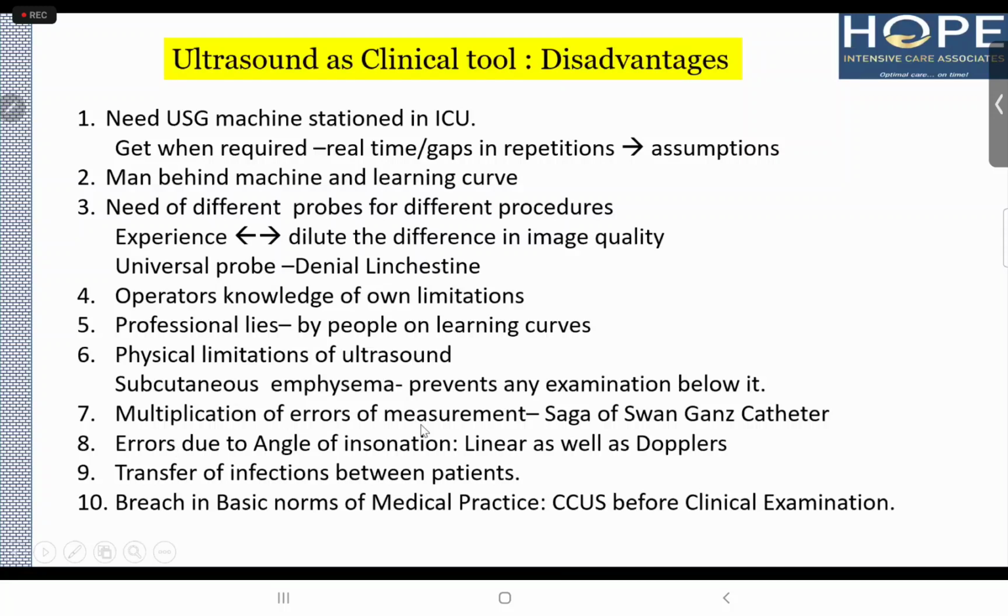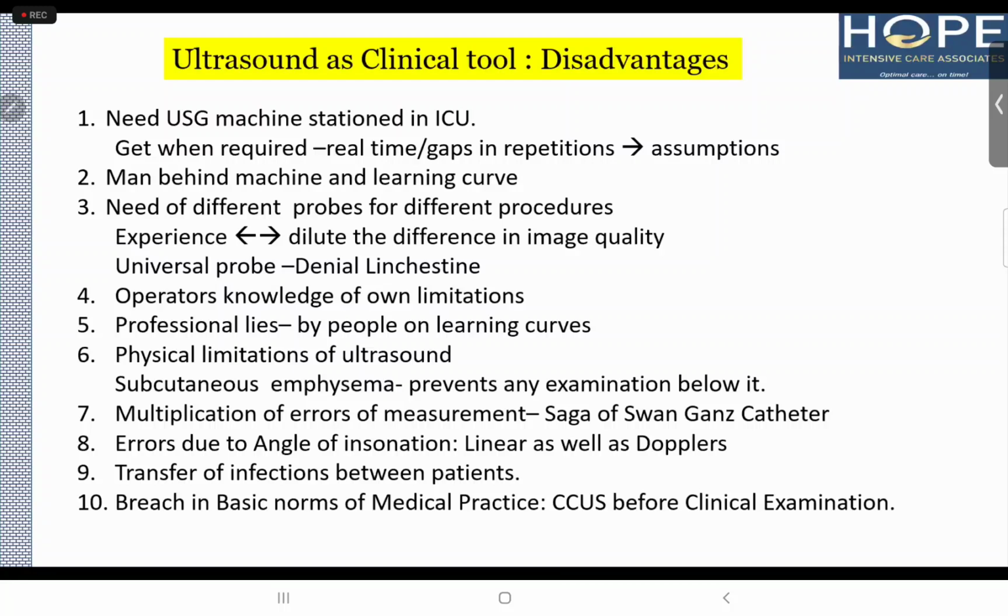Beware the multiplication of errors of measurement. Just like the Swan-Ganz catheter, it is not the faulty catheter, it is the faulty interpretation of the data generated from it that has given it a bad name. So can be the ultrasound-generated measurements. So acquire proper images, then interpret, then measure, then conclude. If you are not sure of anything at any place, don't conclude. Raise your suspicion, request one of your senior colleagues to again acquire the images and then interpret.